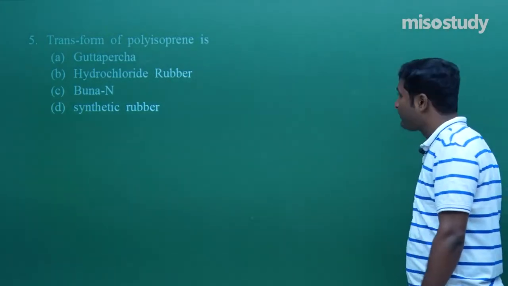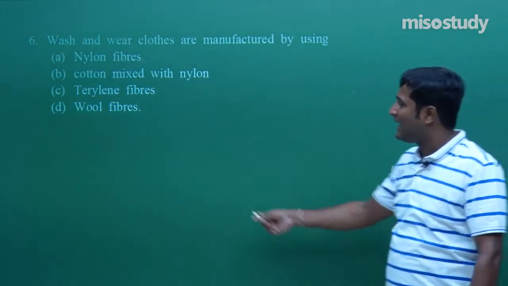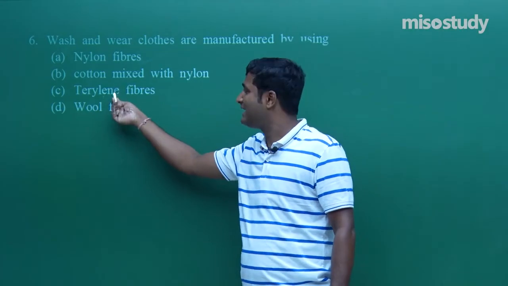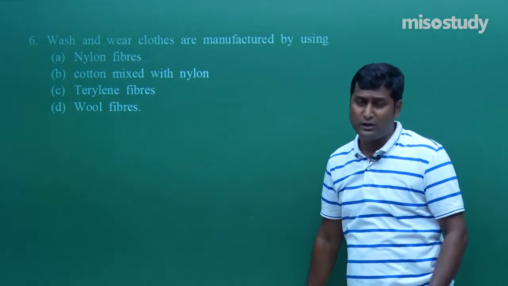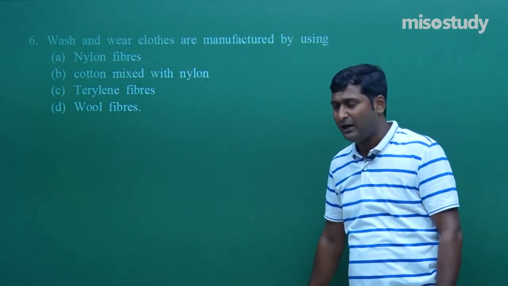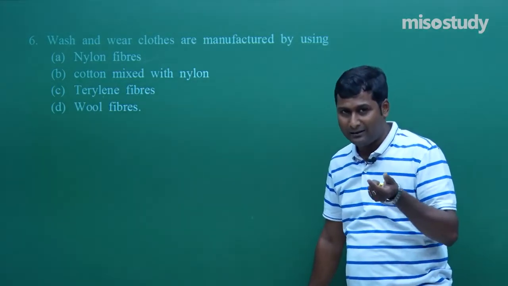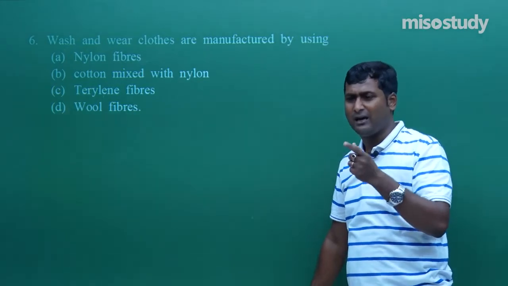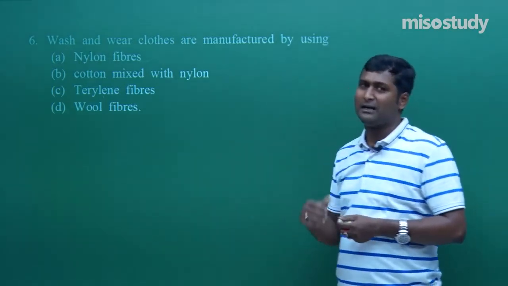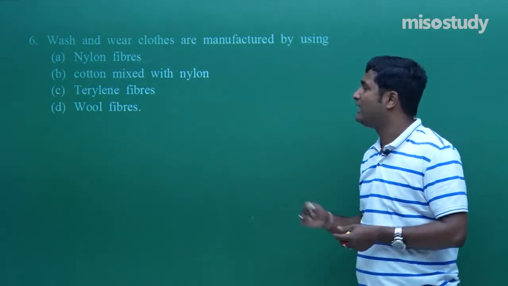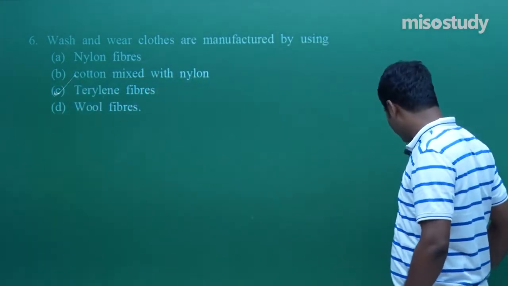What is the next question? Wash and wear clothes, which are heat resistant and crease resistant, are manufactured using terylene, which is also known as Dacron. As I told you earlier, this topic is completely theory based. You do not need to use your brain. You just follow the small tips, small theory, prepare a table, then definitely you can solve such questions. Very simple, direct question. So for question number 6, C is the correct option.